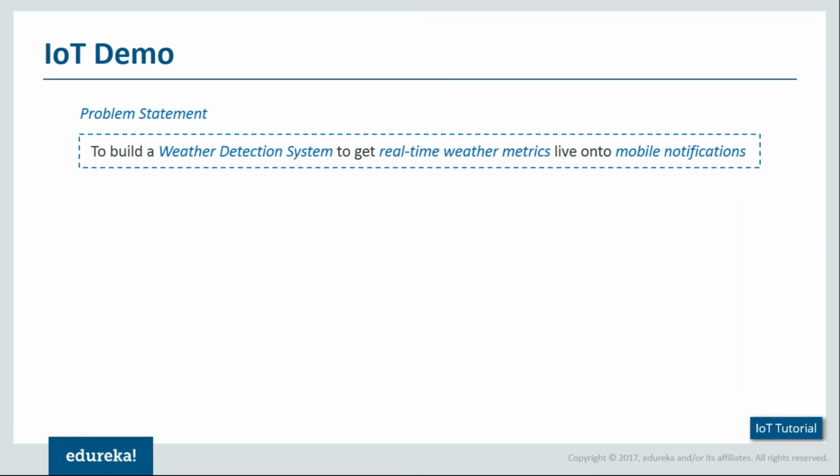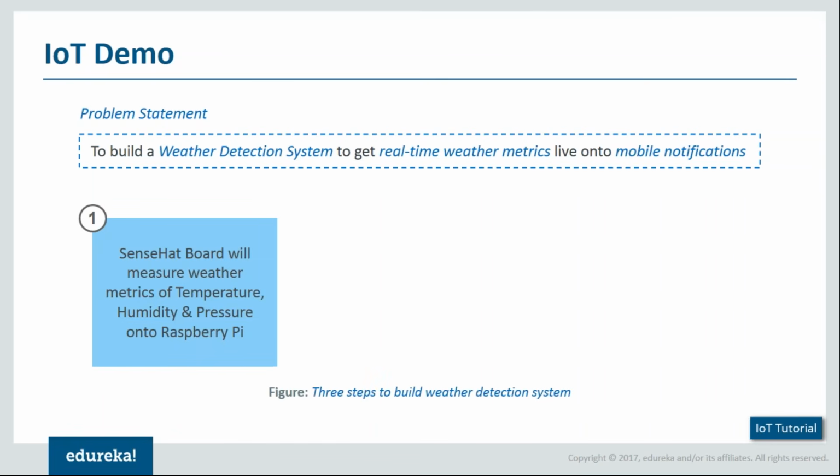Now that we've installed Raspbian on Raspberry Pi, it's time we begin with the demo for this session. What we're trying to do is build a weather detection system to get real-time weather analysis. Real-time analysis basically means the pressure, temperature and humidity, and we want to get a live mobile notification for this.